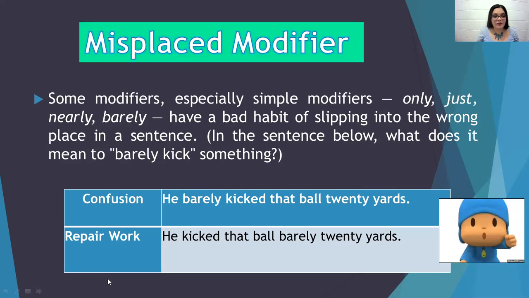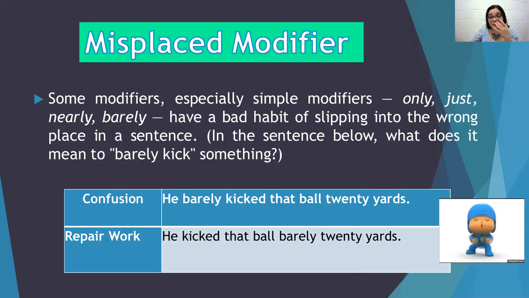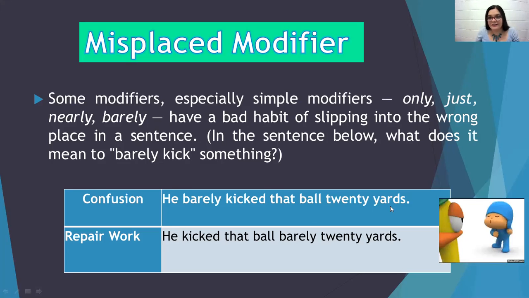The first one is misplaced modifiers. Some modifiers, especially simple modifiers such as only, just, nearly, or barely, have the bad habit of slipping into the wrong place in a sentence. Consider the example you see here and tell me what the meaning of barely kicked something means here. The sentence says, he barely kicked the ball 20 yards. What does barely refer to?